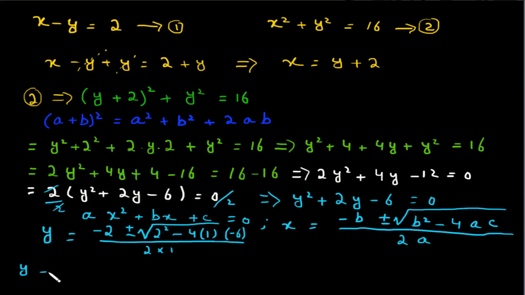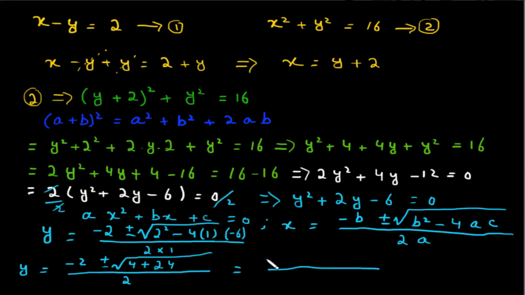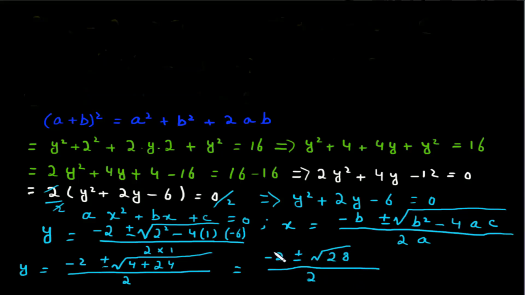So this will give me minus 2 plus minus, and 2 squared is equal to 4, and minus into minus will give me plus. 4 times 6 will give me 24. 2 ones are 2. So it gave us minus 2 plus minus square root 28 divided by 2. Now as we have run out of space, I will write it over here.